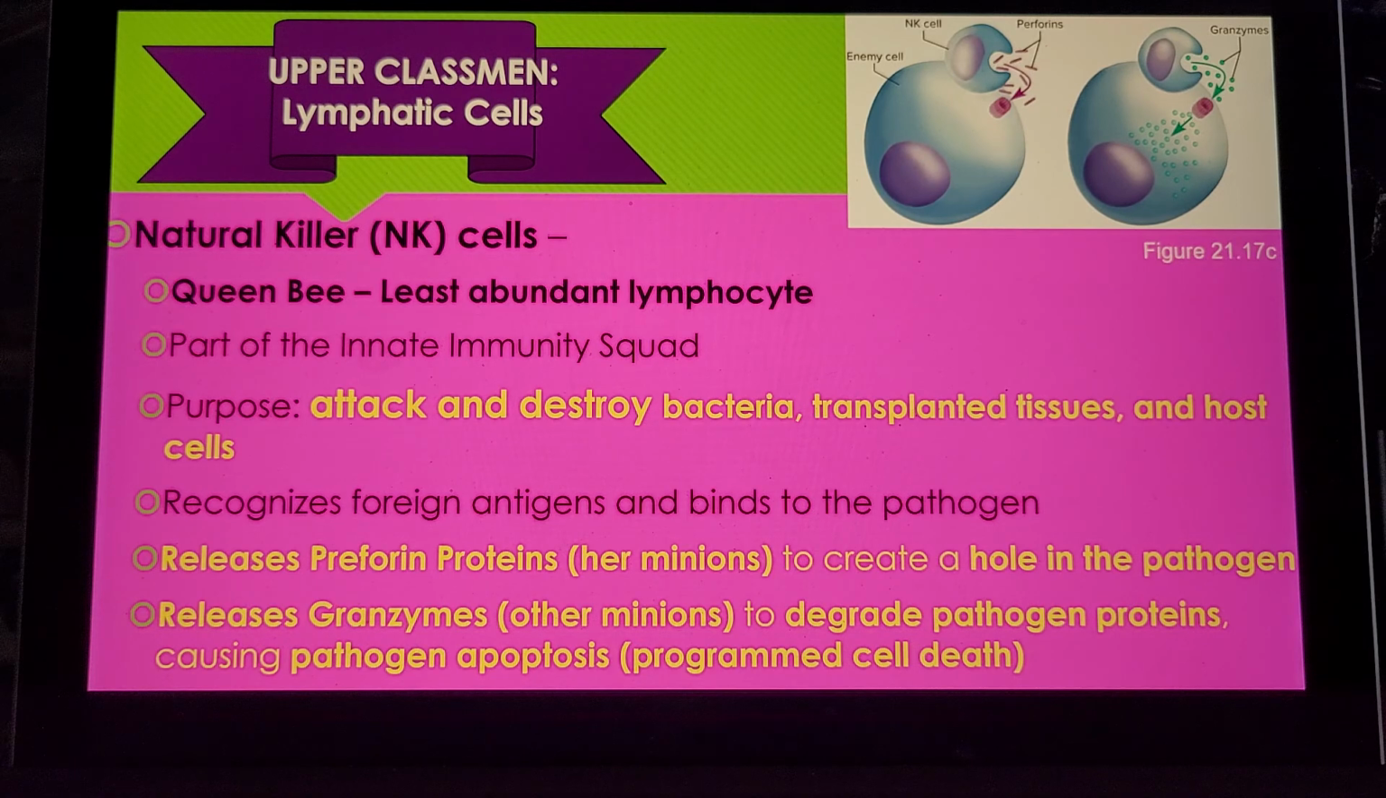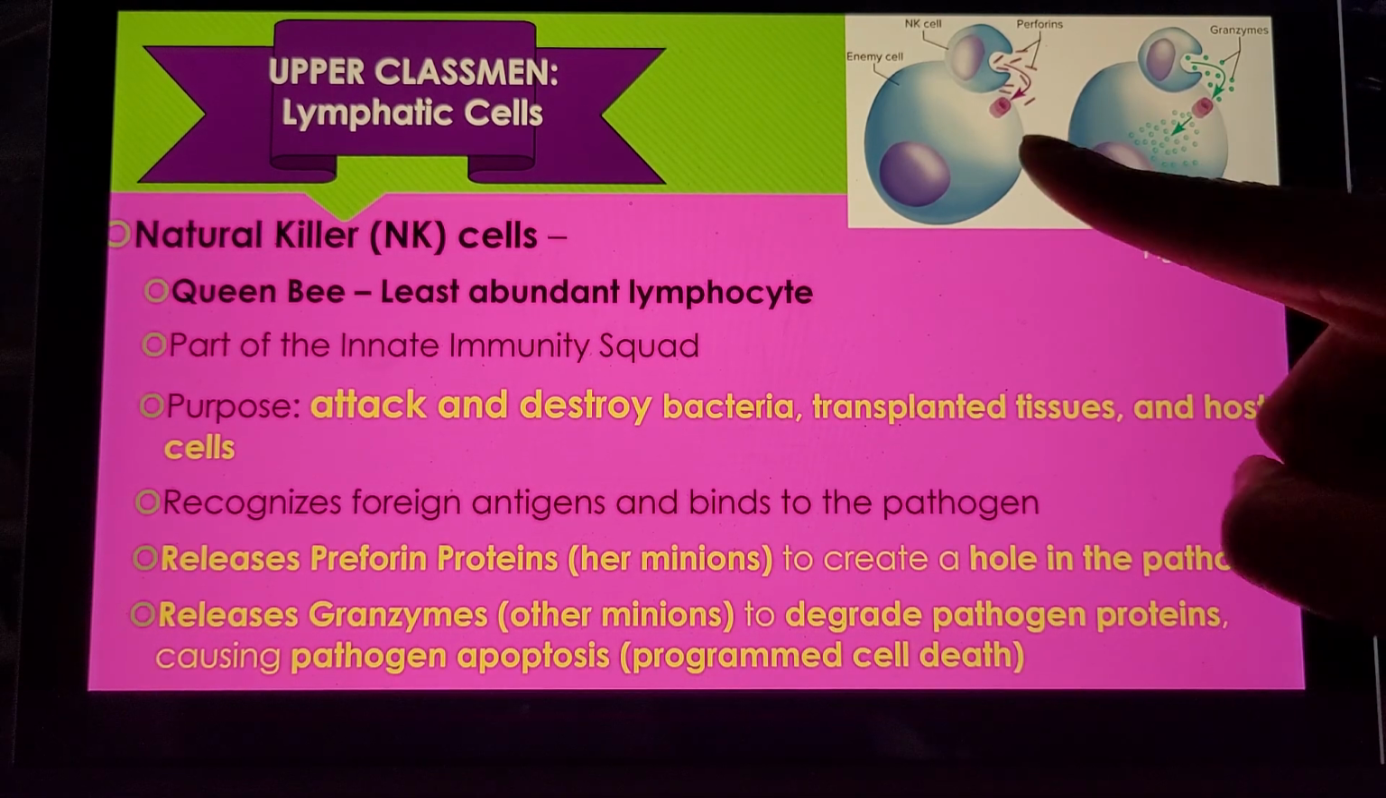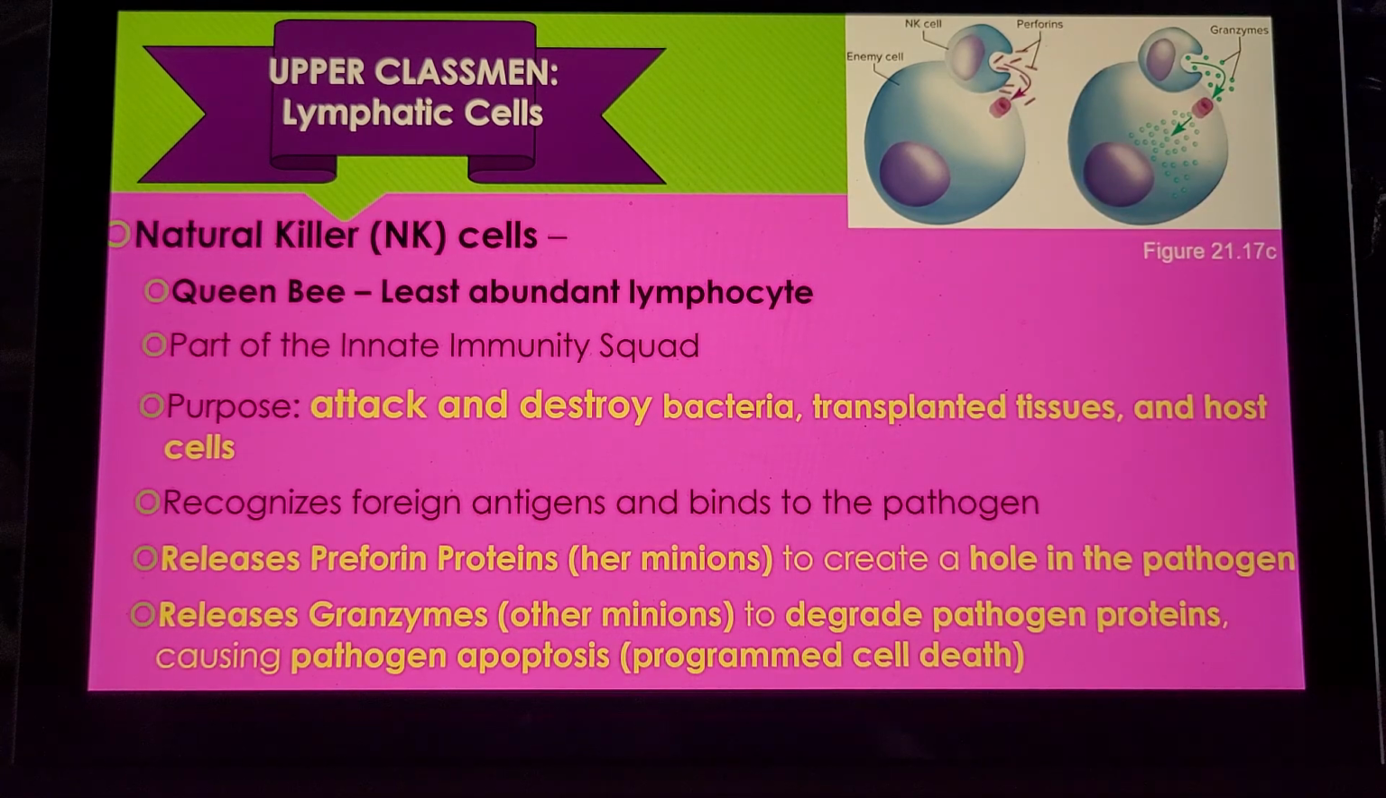So how does it work? It releases what are called perforin proteins. That's this little purple ring that's been formed here. It creates a hole in your foreign pathogen. That's one set of minions. Then it releases granzymes, the second set of minions. They go in that hole that the perforin proteins have produced, and they essentially degrade and destroy stuff in that foreign pathogen until that foreign pathogen goes through apoptosis or kills itself.